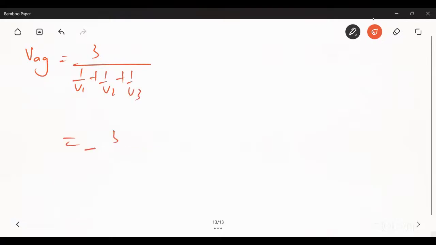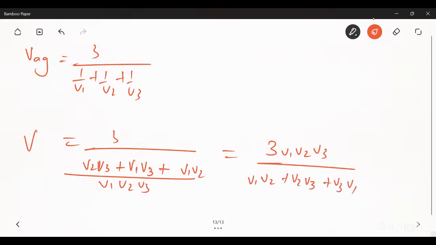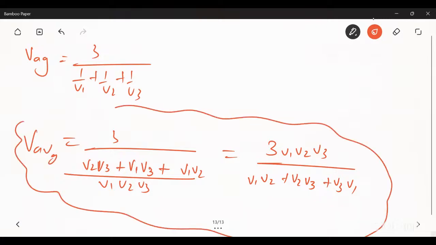Now taking the common denominator V1 V2 V3: V1 V2 V3 divided by V1 gives V2 V3, divided by V2 gives V1 V3, and divided by V3 gives V1 V2. So 3 V1 V2 V3 upon (V1 V2 plus V2 V3 plus V3 V1) is the average speed when it covers three equal distances with three different speeds.